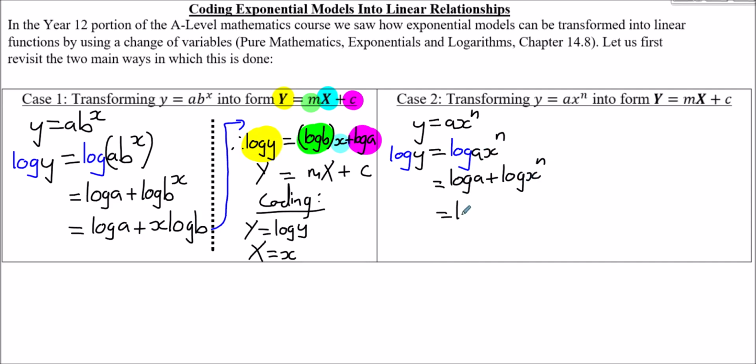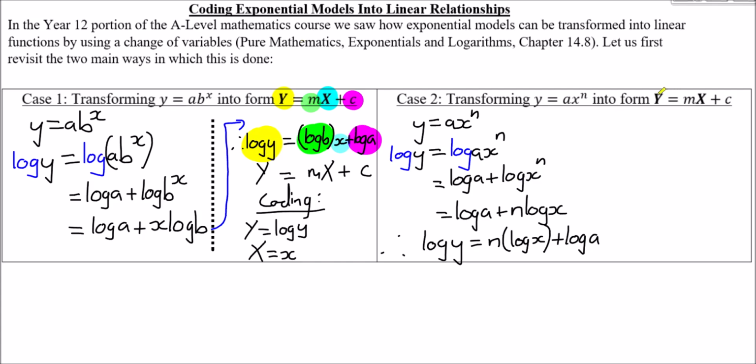So log of a, I can keep as log of a, and because this is the log of something to a power, that power can drop down to the front using the laws of logs, so that can become n log x. So therefore, just rewriting this in a slightly rearranged form, we can see that the log of y equals n times log x plus the log of a.